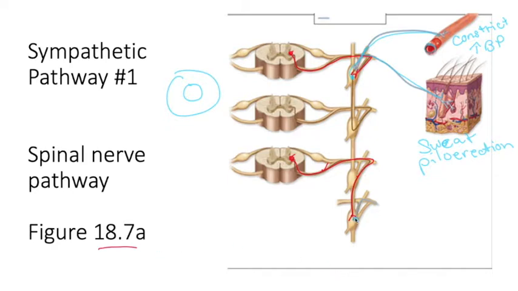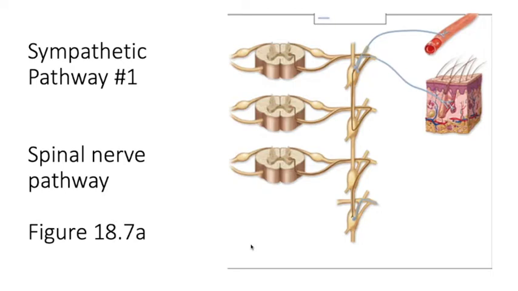And the reason they call it spinal nerve is because this is the only pathway that goes down the gray ramus back to the spinal nerve. So the gray ramus, you could also call it, I guess, the gray ramus pathway. This is the only sympathetic pathway that goes back to the spinal nerve via the gray ramus. Okay, so that's pathway number 1.